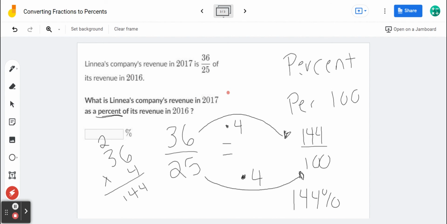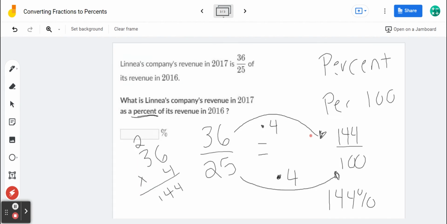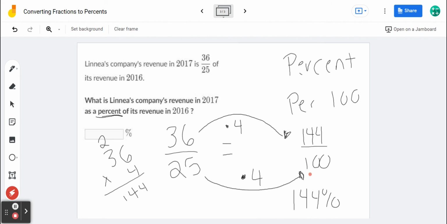And that is it. I wanted to go over one problem where you're going to get a percentage over 100, and then a problem where you're going to get a percentage under 100, just to clarify that it's okay to get a percentage that's over 100. And we'll get in a lot more word problems when we return to school.